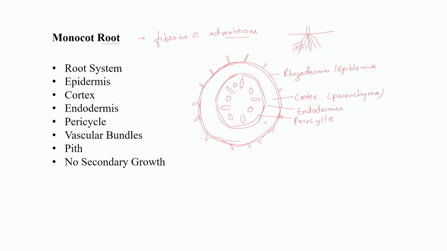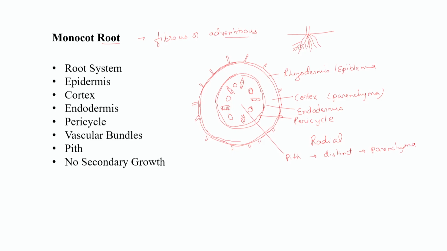This type of arrangement is known as radial. So as many patches of xylem as phloem, the patches of phloem and xylem will be the same. And in the center you will have pith. Pith will be quite elaborate and distinct, and it will also be made up of parenchyma.